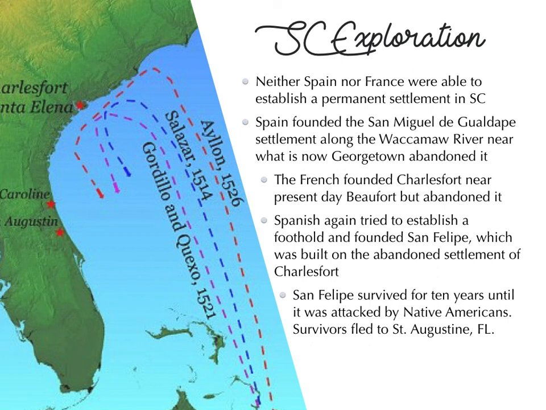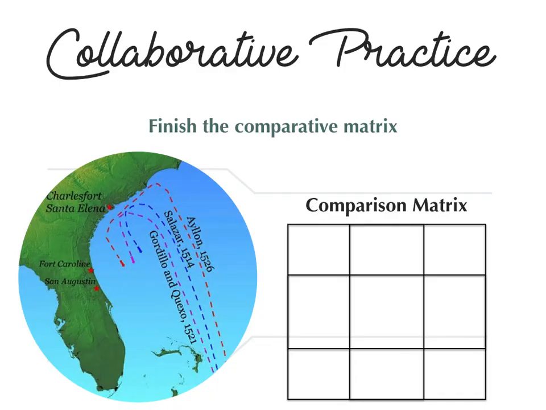Make sure you need to know those. San Miguel del Gualdape, Charles Fort, and then San Felipe, okay? All right, also on this matrix that you're going to be doing in just a moment, you need to know each one of these settlements. So we'll check it out and make sure you turn that matrix in, and this is what it'll kind of look like. Okay, so you'll be looking at these different areas that the French explorers as well as the Spanish explorers tried to settle in.